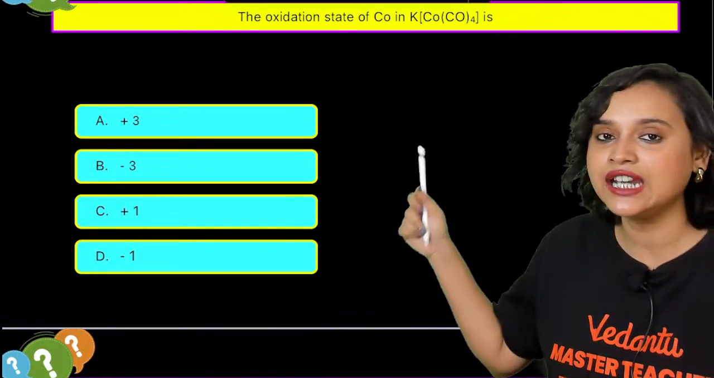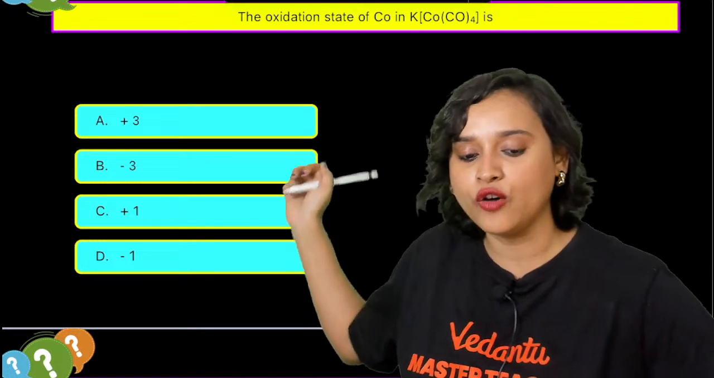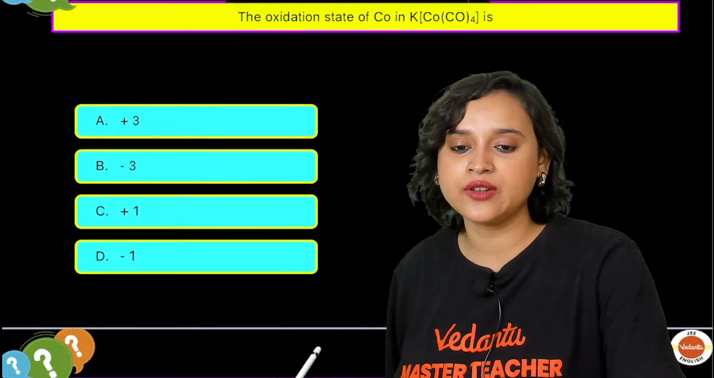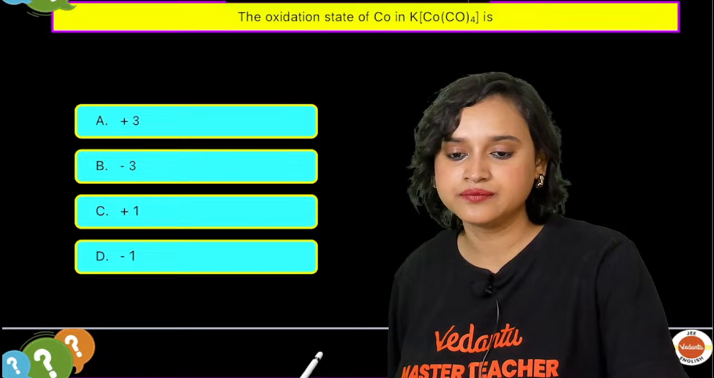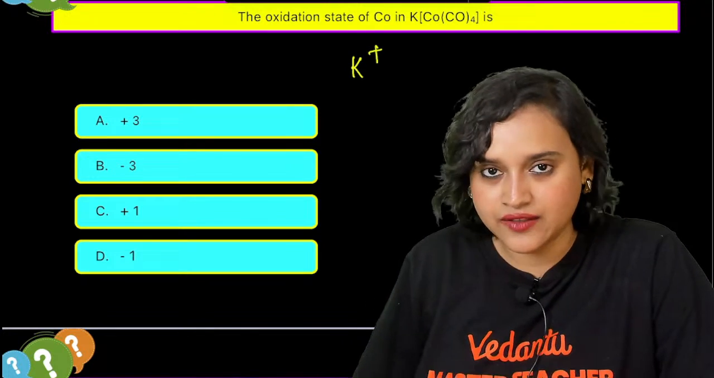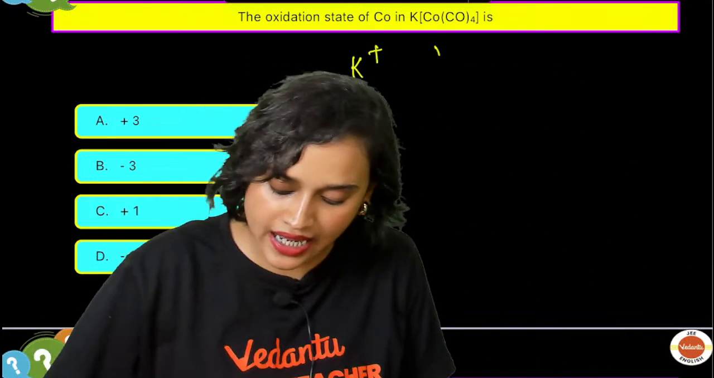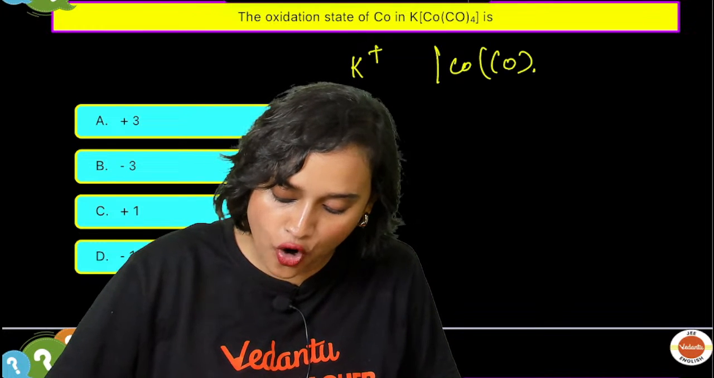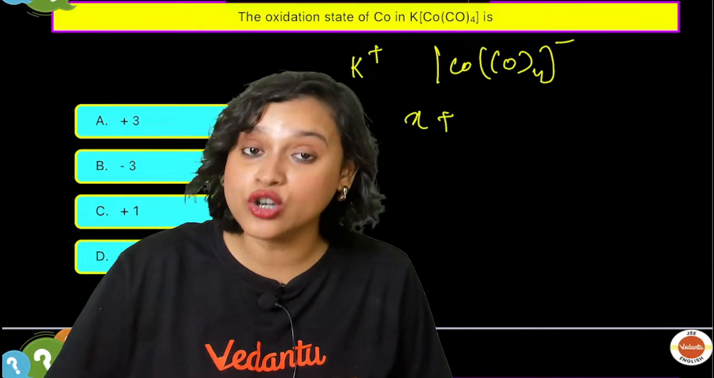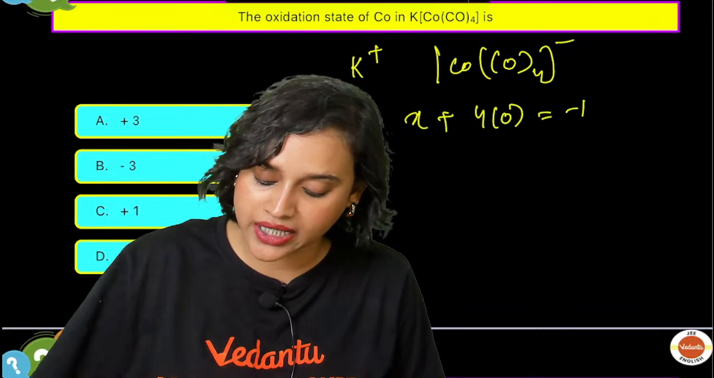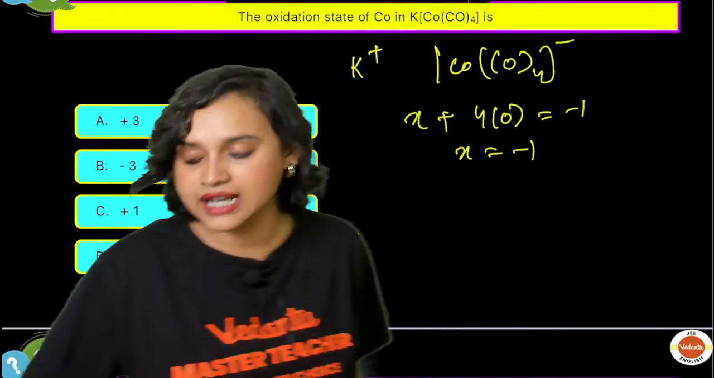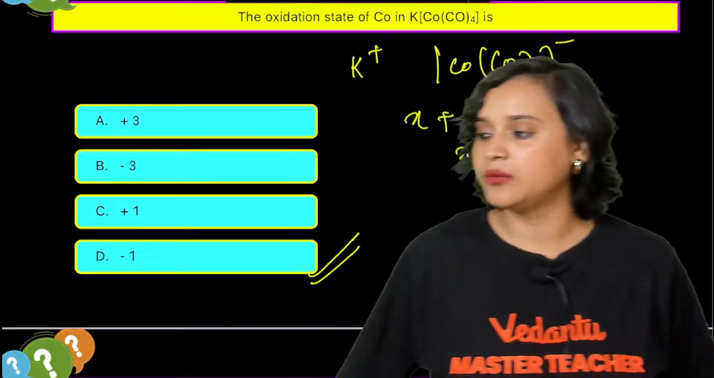The oxidation state of cobalt in KCo(CO)4 is... everyone, let us calculate. Let us calculate this. The last one, shall we calculate this everybody? See, there is K plus. If there is one K plus positive, that means Co(CO)4 will be 1 negative. So X plus, CO is a neutral ligand, so 4 multiplied with 0, is equal to -1. That means X is equal to -1. So the oxidation state of cobalt is -1.